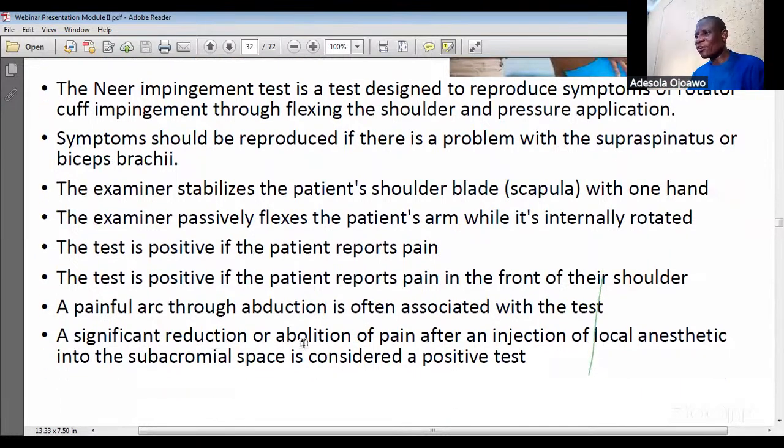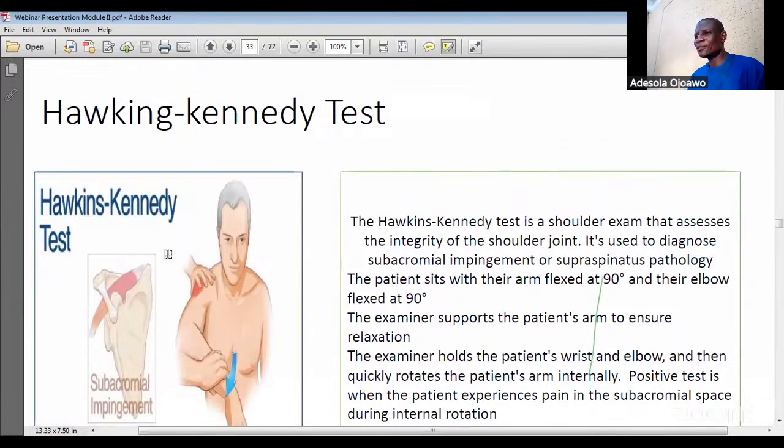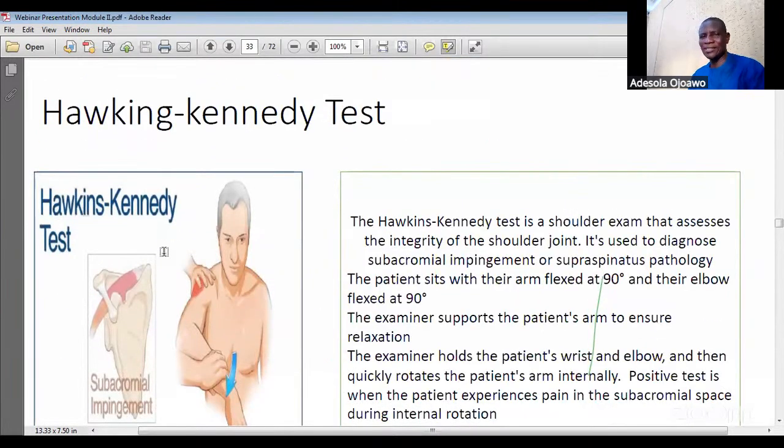A significant reduction or ablation of pain after the injection of local anesthetic in the subacromial joint is considered a positive test. You may not try to do the injection, but that is a further examination to confirm what the problem is. Some of us are familiar with this as well. We call it the Hawkins-Kennedy test. The Hawkins-Kennedy test is another test compared to the NEER test.